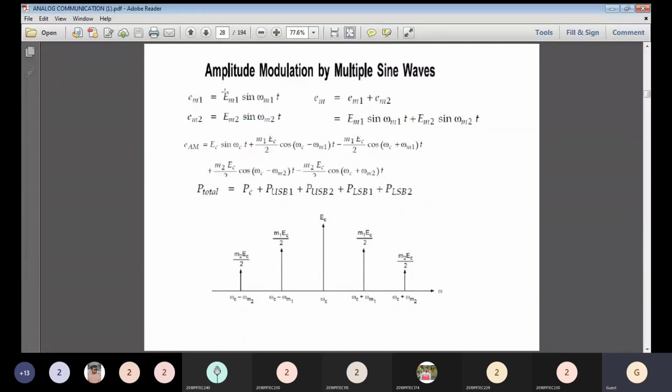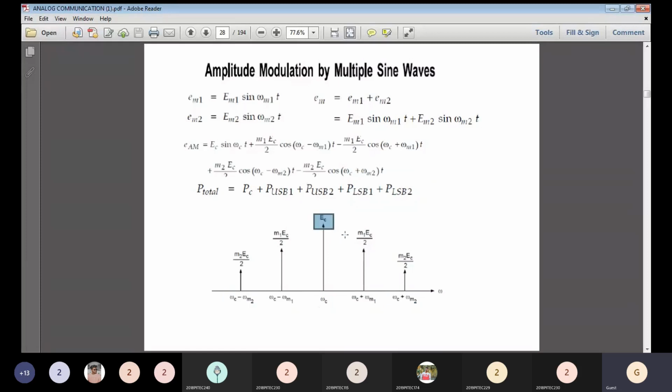Two message signals are involved, but both the signals are modulated by one single carrier. So in the output, what we have: one carrier, two lower sidebands, two upper sidebands. Look at the diagram. In the diagram itself, we have 5 spectral components. One is located at frequency omega C. Second one is at omega C plus omega M1. Third one is at omega C plus omega M2. Two lower sidebands: one is located at omega C minus omega M1, second one is located at omega C minus omega M2.